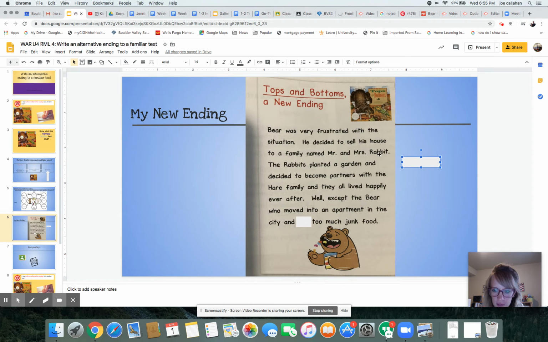He decided to sell his house to a family named Mr. and Mrs. Rabbit. Now, would that make sense in a fantasy story if we have talking animals? Could he sell it to a new set of talking animals? He sure could. That makes sense, readers.